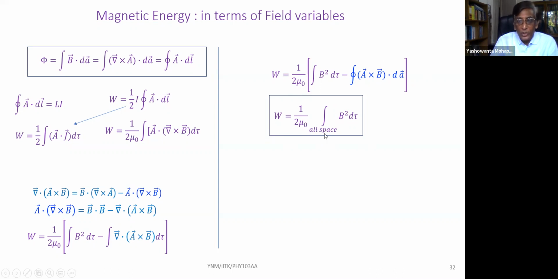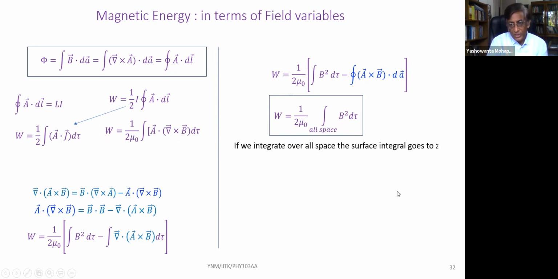So if I integrate over all space, and I can always do that because my J is some localized current, then the contribution from all J's outside that localized current is 0. Hence I can integrate 1 by 2 mu naught, over all space, B squared d tau, and that is the work done. So the magnetic energy stored in a B field is that. If we integrate for all space, the surface integral goes to 0, as I've just argued.